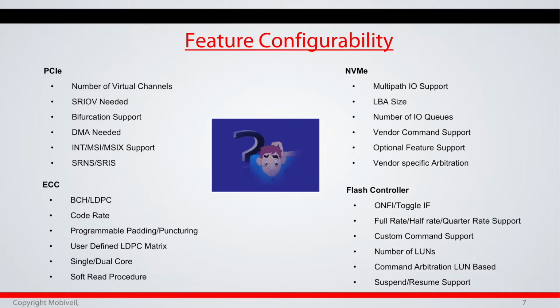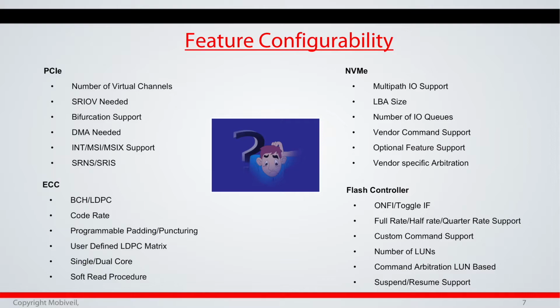Similarly, on the NVMe, whether you want to support multipath I/O or not, whether the controller supports it or not. One use could be without multipath I/O, the other could be with multipath I/O, and the controller has to support it. Various LBA sizes, mixed LBA, because some of your namespaces could be one LBA size, some of the other namespaces could be a different LBA size. So whether those LBA sizes are programmable or not, number of IO queues.